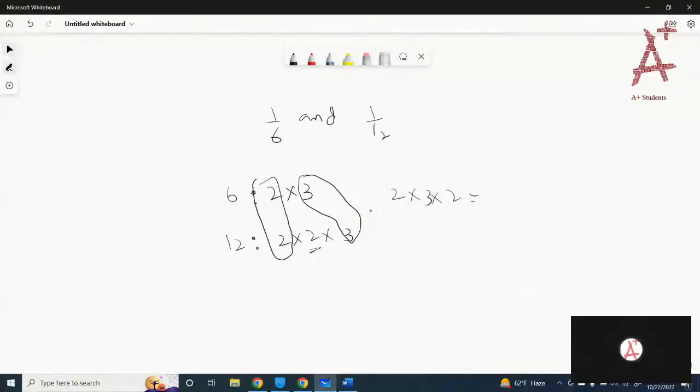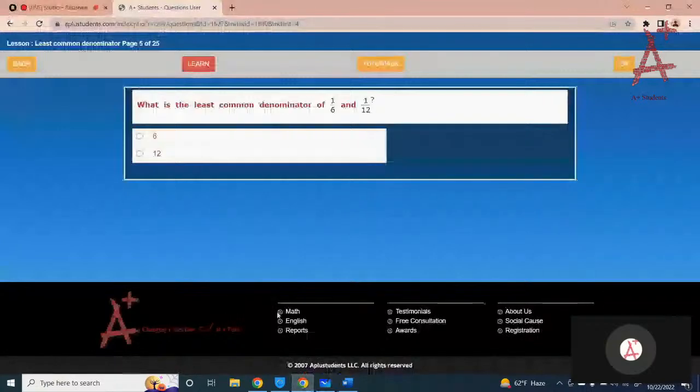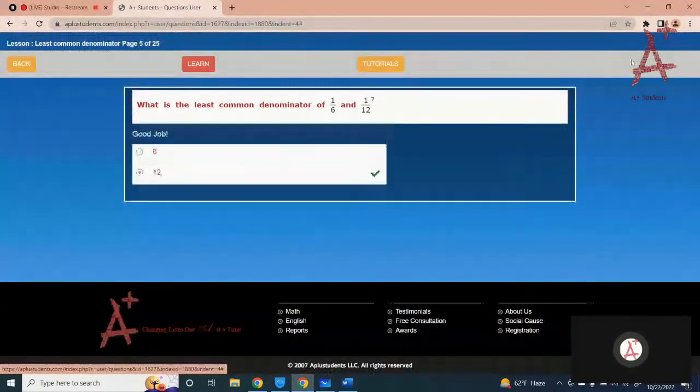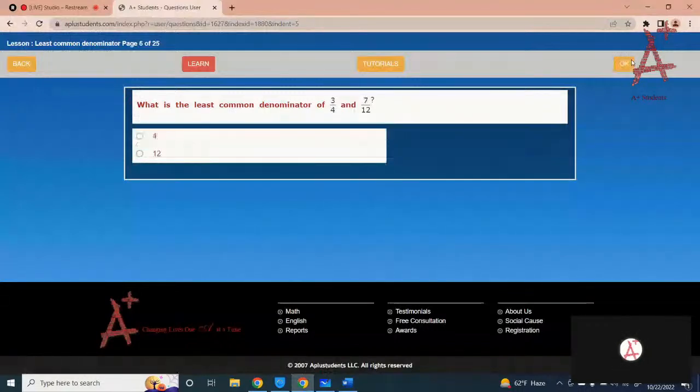Got it? So it would be 2 times 2 is 4, and 4 times 3 is 12. Got it? So that means the least common denominator of 1 by 6 and 1 by 12 is 12. Got it? So just select the correct option and then click on the OK button.